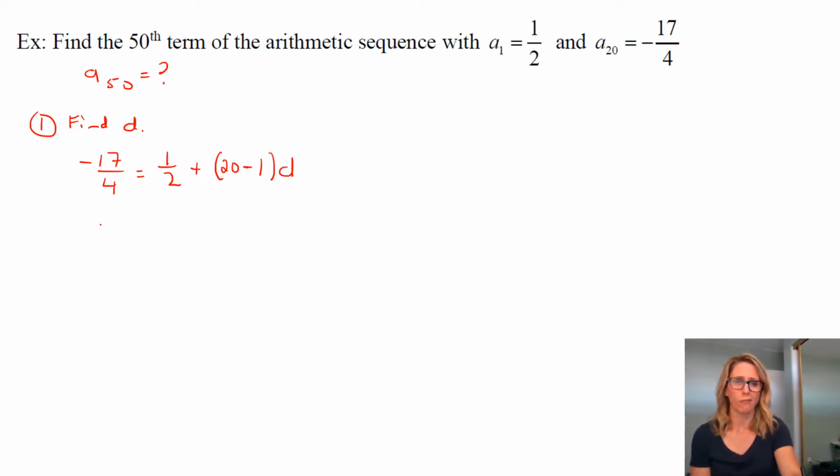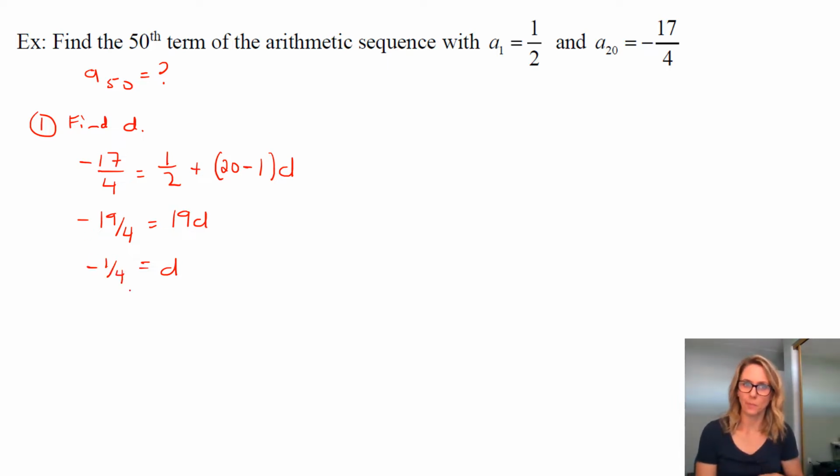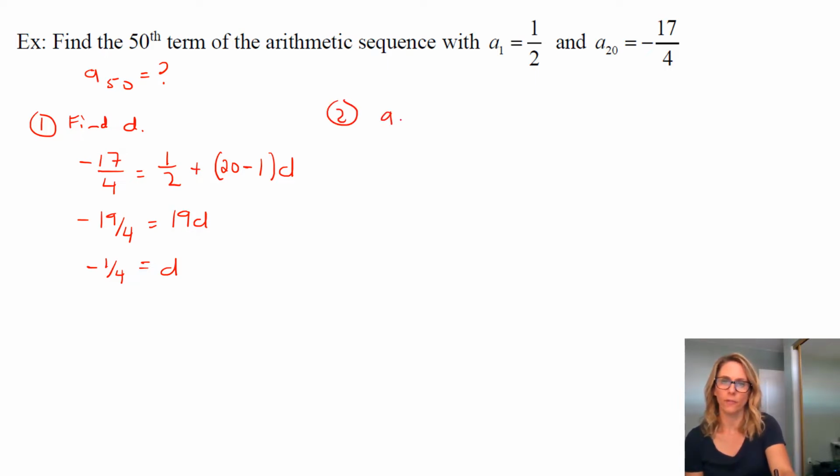So I'll subtract 1/2 from both sides. Subtracting 1/2 would be subtracting 2 over 4, so that would give me negative 19 over 4, which I don't mind because I have 19d here. And if we divide both sides by 19, that is the same as dividing by 1 over 19. So I end up with negative 1/4 because my 19s simplify. And now I have d, so that's great. Now that I have d, I should be able to find a sub 50.